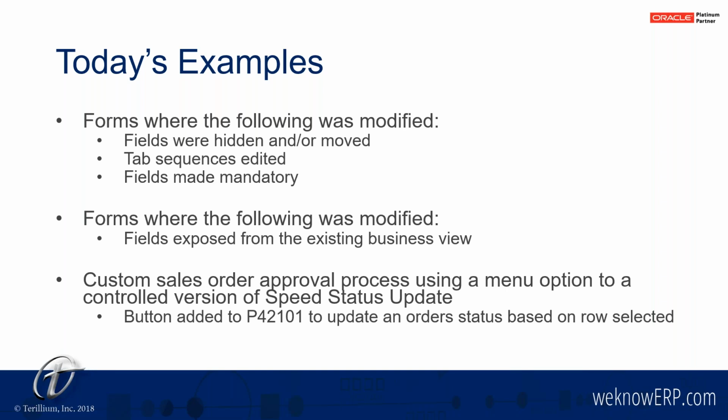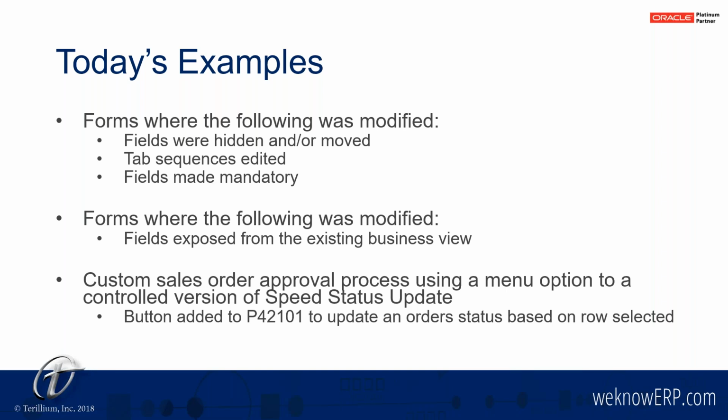Third option is going to be a sales order approval process. So we all know that there's not really a standard sales order approval like there is for purchase orders. So I've had many different ways of creating that at clients. One of them has just been creating a speed status update that allows someone to review the order, check it, and then do a speed status update to put it to the status where it needs to go to kind of move it through the process.